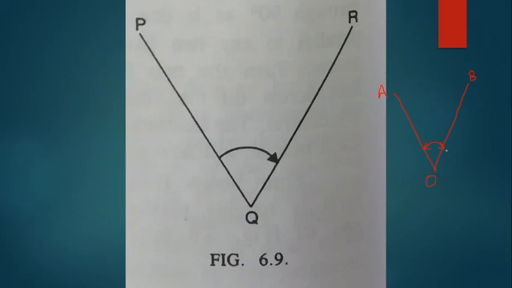And in this method, error due to eccentricity of verniers and inaccurate graduations and inaccurate bisections are eliminated. So these are all advantages. And so let us say angle AOB is to be measured by a repetition method.